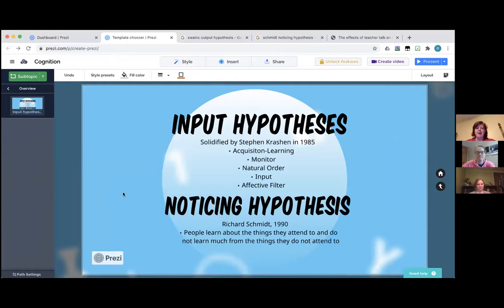The noticing hypothesis was developed by Richard Schmidt in 1990, and that people learn about the things they attend to and do not learn much about the things they do not attend to. And that was like what Betsy said, him noticing his language acquisition skills in Brazil.